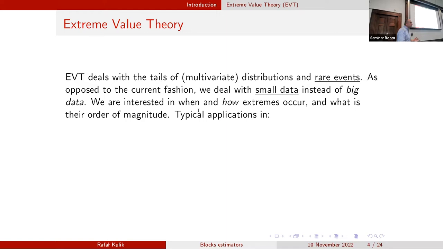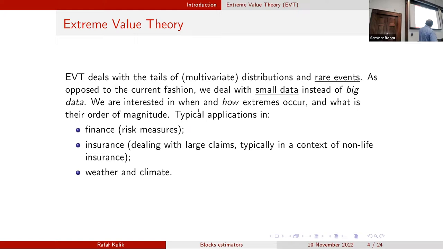We are interested in extremal behavior. It could be very small values, it could be very large values in a different sense. What we want to learn about extremes is how they occur, when they occur, and what is the order of magnitude. A typical application is in finance. Every bank, every financial institution, at least in North America and especially in Europe, I'm not sure about Australia, has to maintain a particular level of cash on hand, and this is calculated using risk measures. This is related to extremal losses from different investments.